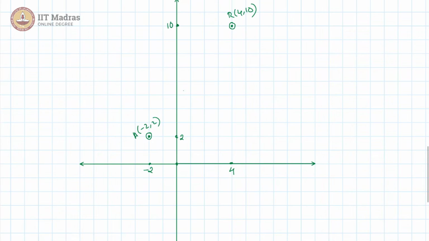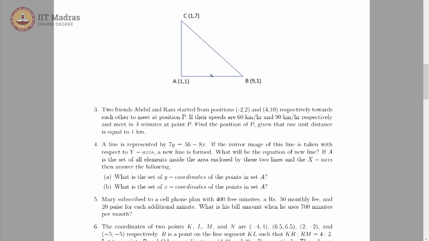It says they're moving towards each other. So this is the path they take, where Abdul is moving this way and Ram is moving this way. And what we know about their movement is Abdul is moving at 60 kmph and Ram is moving at 90 kmph. So Ram is faster and they are meeting in 4 minutes.